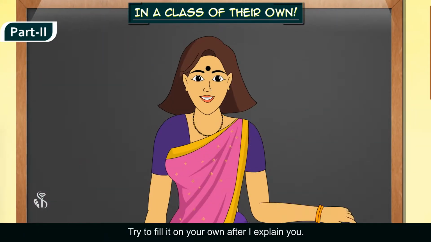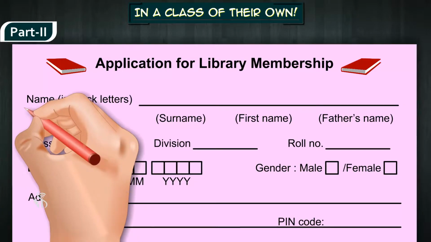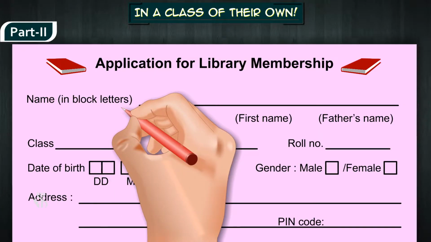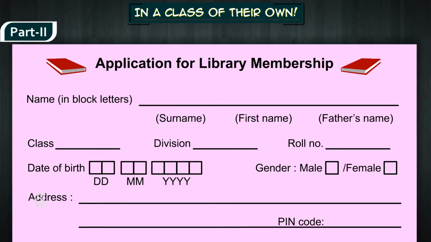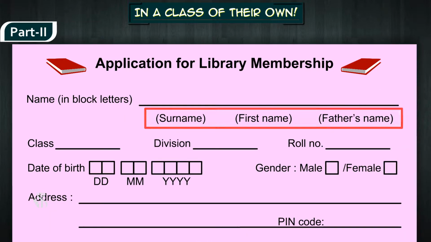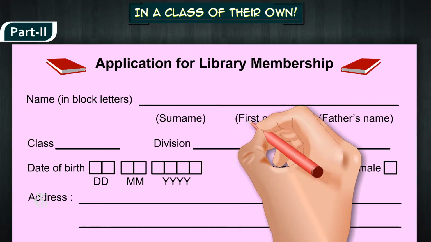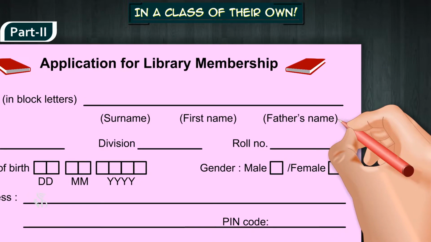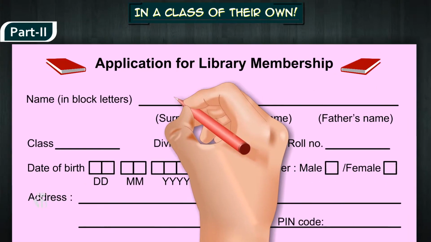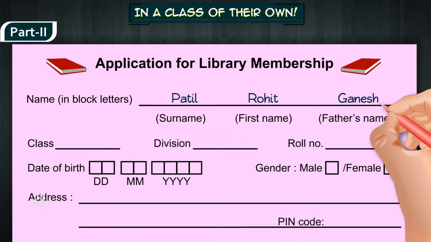Try to fill it on your own after I explain to you. First, you have to write your name in block letters as it is mentioned. The order in which you should write your name is also mentioned. You have to write your surname first, then comes your first name, and in the end comes your father's name. For example, Patil Rohit Ganesh.